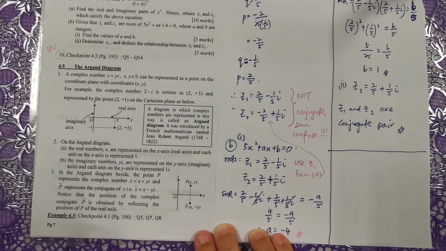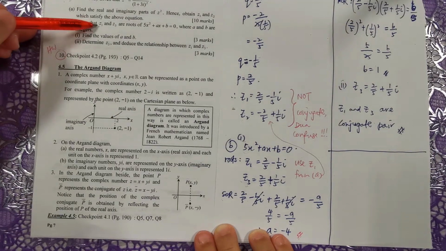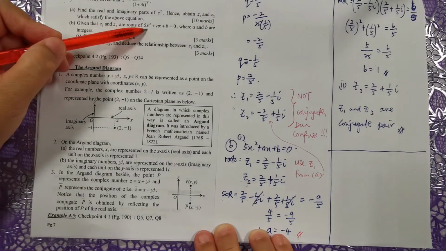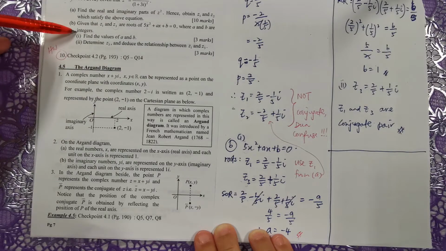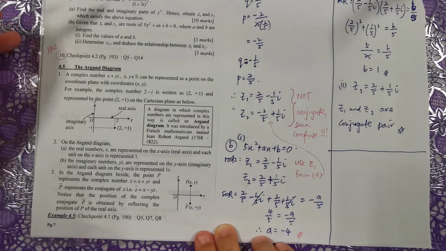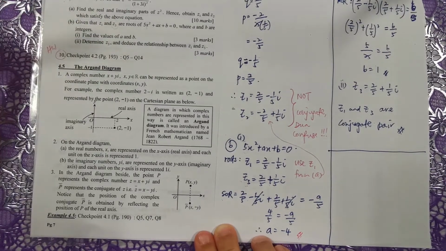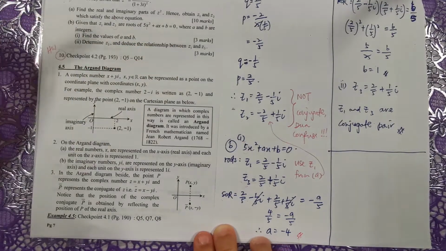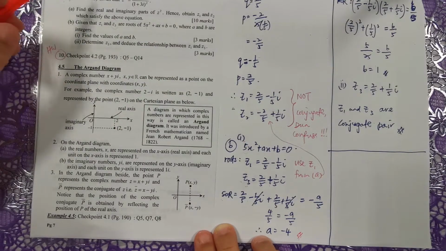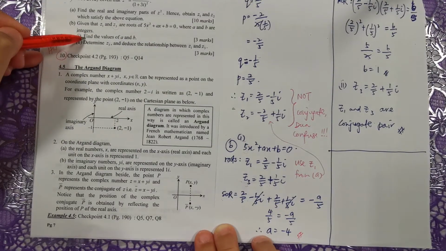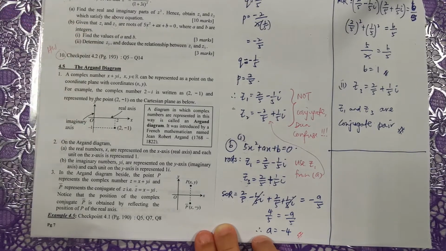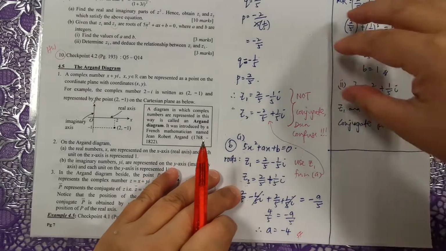Okay, next step. B. So given that Z1 and Z3 are the roots for this quadratic equation, where a and b are integers. Alright, so find the values of a and b, and determine Z3 and deduce the relationship between Z1 and Z3. This question is a little bit funny, because in part 1 we already need to know what Z3 is. I don't know why they ask again. But doesn't matter. Since the question is like this, we just continue.